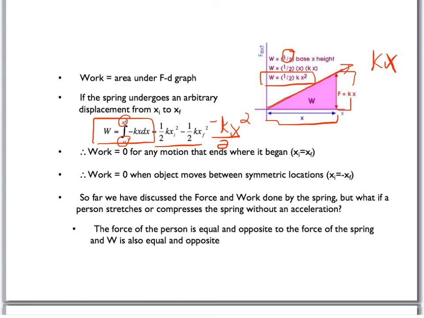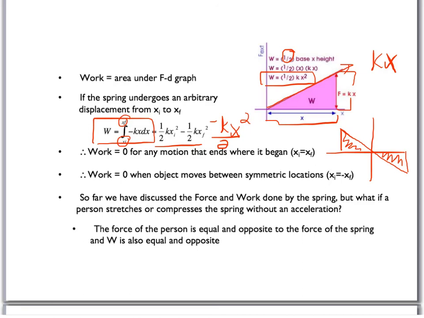Also notice that the work would equal 0 when the object moves between symmetric locations, basically an xi equaling a negative xf. This would look like a graph that could look something like this, where the area above the x-axis is equal and opposite to the area below. Again, here these would cancel out and you get 0 work done.